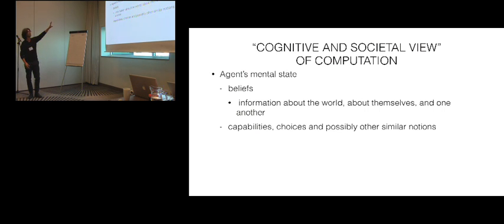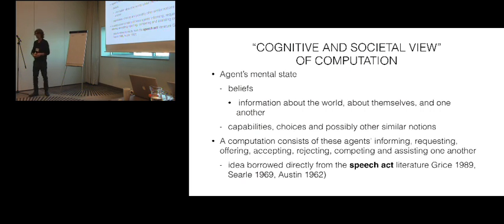In Shoham's model, there is the idea that the modules, which should be compared to objects, in our case the agents are the modules, have a mental state, which is composed of beliefs, that are information about the world, about themselves, about one another, and also other characteristics, such as capabilities and choices. So Shoham was saying computation is about these agents that are interacting, informing, requesting, offering, accepting, competing, assisting each other. So raising the level of abstraction about how you see message passing, in a sense. And this was the idea by Shoham.